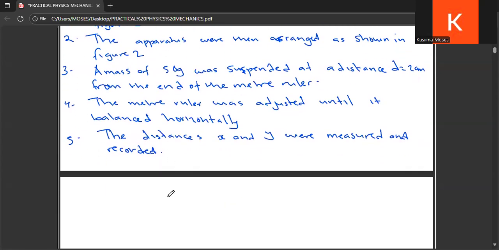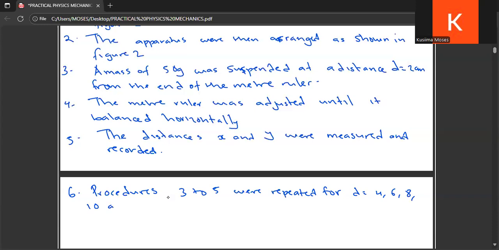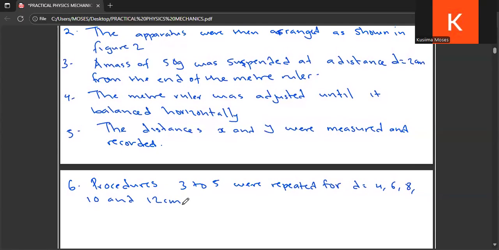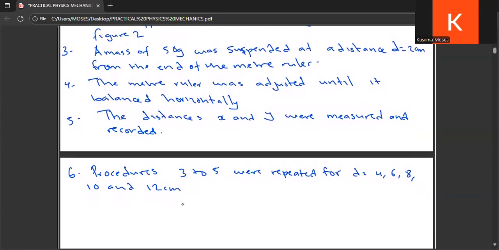Then we move on to another procedure. Procedures 3 to 5 were repeated for D equal to 4, 6, 8, 10, and 12 centimeters. So after coming up with a number of values here, we shall come and tabulate the results.